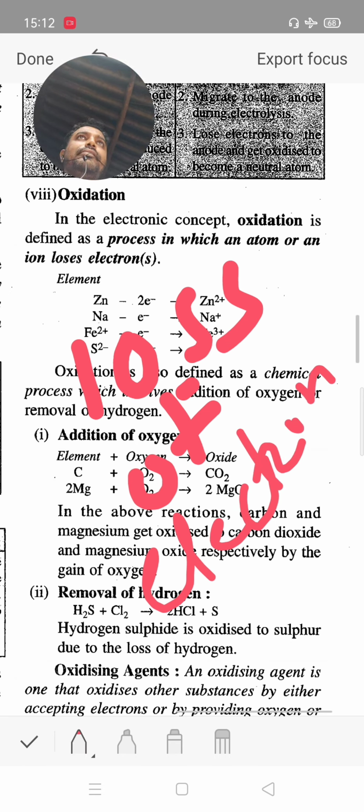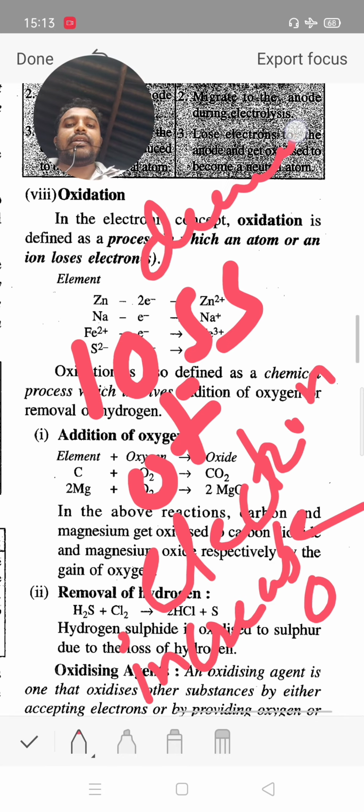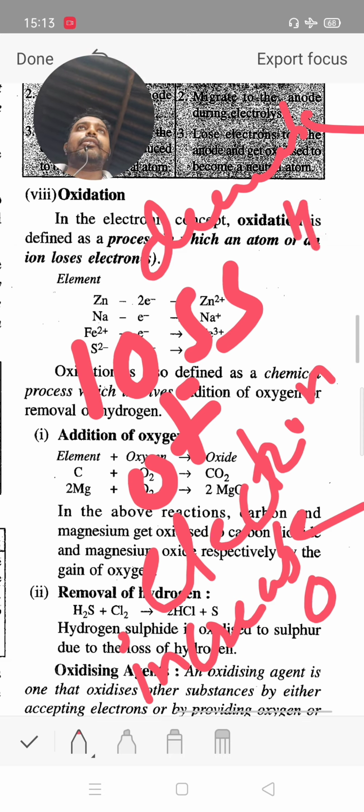Next definition, increase in oxygen content and decrease in hydrogen content.